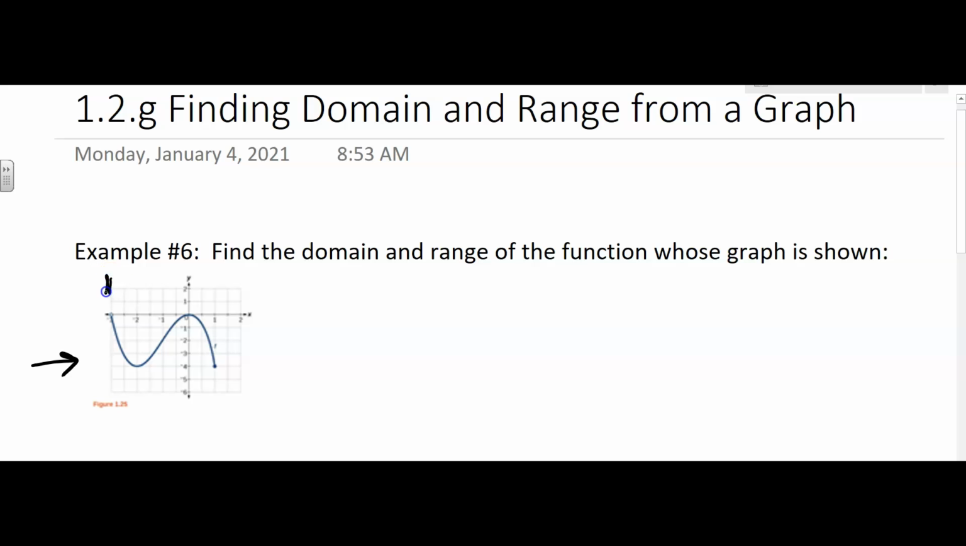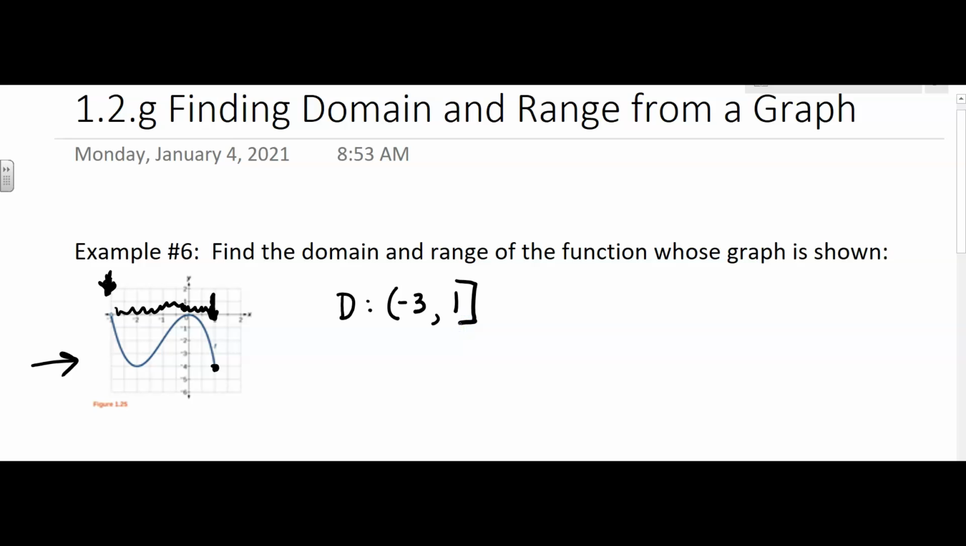So it's going from this right here, and it looks like that's an open dot there at -3. So the domain is going to be from, open dot, so not including -3. And then I'm walking all the way along here. The graph is everywhere until I get to this point, 1. And that's a closed dot right there. Okay, so from -3 to 1, and then that's going to be a square bracket on the 1.